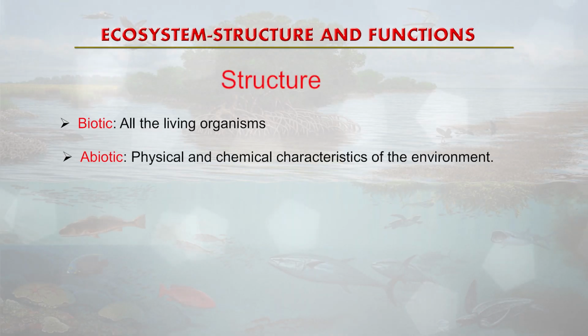So what is the structure of our ecosystem and what are its functions? So basically the ecosystem is made up of 2 components. One is biotic, another is abiotic. So biotic is all the living organisms, they build the biotic part, and abiotic is basically the physical and chemical characteristics of the environment.